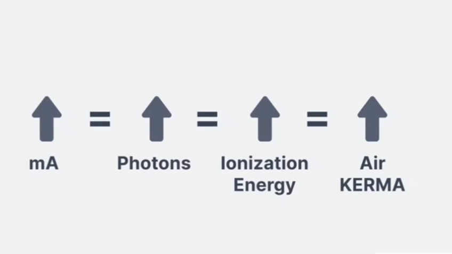Just like exposure, air Kerma is affected by our prime exposure factors in very predictable ways. If we increase the mA, this is going to increase the number of photons in the X-ray beam. This will increase the ionization energy in the X-ray beam, and that will increase our air Kerma. kVp is exactly the same.